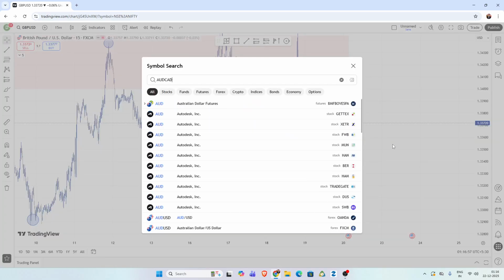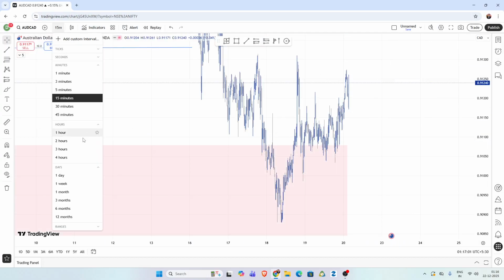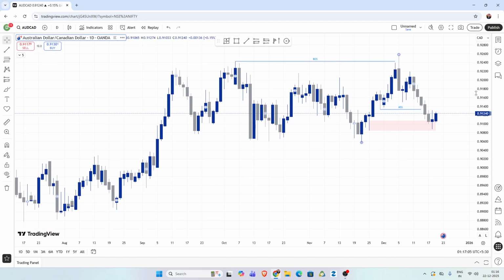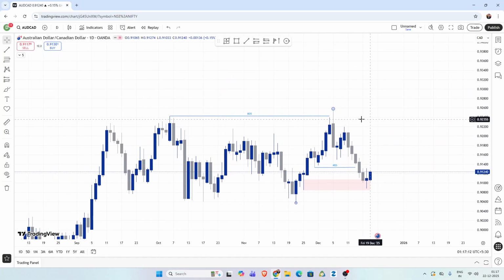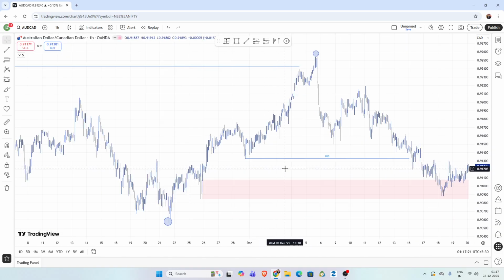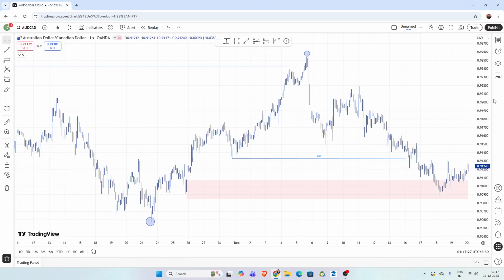And I guess for the last pair, Australian and Canadian dollar in the daily time frame. I'm not sure whether it is Australian. Oh yes, it is Australian Canadian dollar. Okay, great. After this break of structure in the daily time frame, I'll go in 1 hour. The market was strictly going towards the upside, and there was no inducement in between.